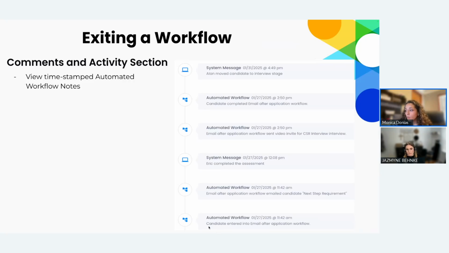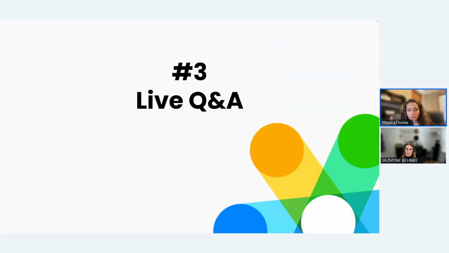So as you can see here, when the candidate first entered, they were emailed the application workflow. After they were emailed, they were then sent the next step requirement. They completed the assessment, so that was listed here as well. After that was done, we automatically sent them the video interview for the CSR position. Candidate completed email after application workflow, and then our agent moved them directly into the next stage. So this kind of shows what it looks like when they go into and out of that automated workflow from the candidate's point of view inside of their profile. Perfect.